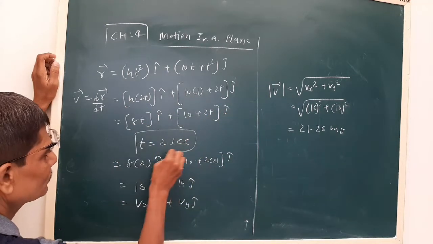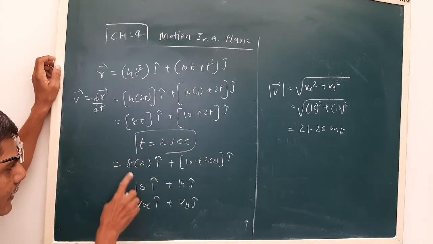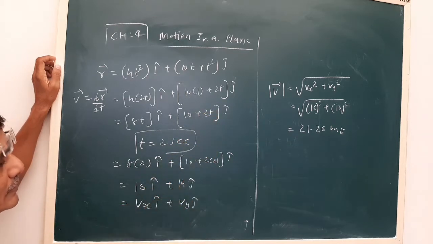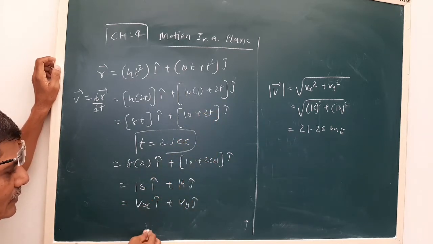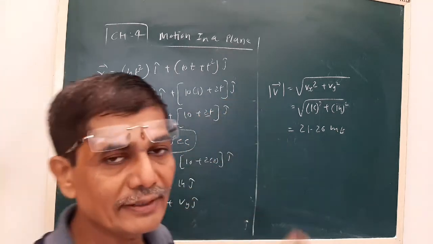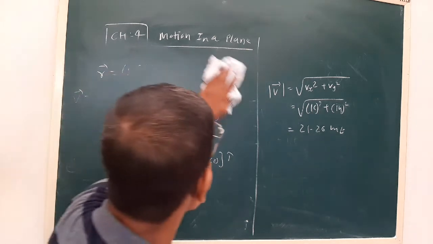Now the time is 2 seconds that we have obtained here. Now if I substitute, 8 into 2 is 16. If I substitute 2 here, it will be 14j caret. So the x component is 16 and the y component is 14. So if I find out the magnitude of the velocity, I get 21.26 meter per second. So this is nothing but exercise sum number 4.21. Now the next is exercise sum number 4.22.